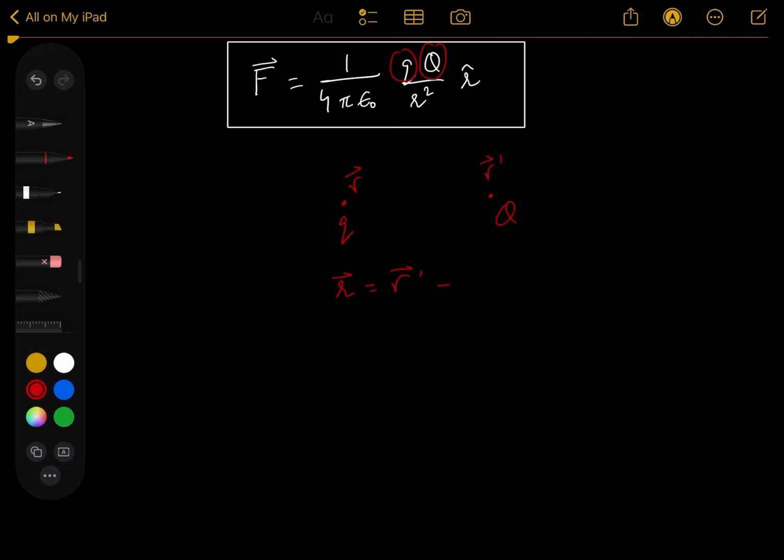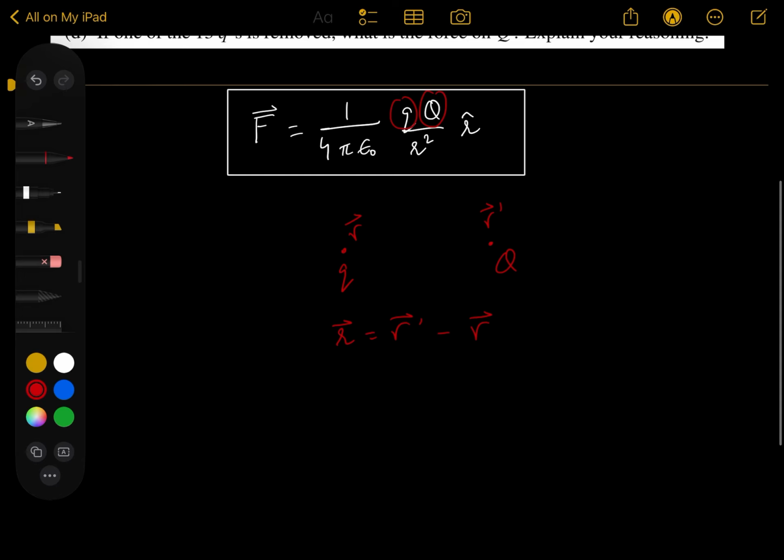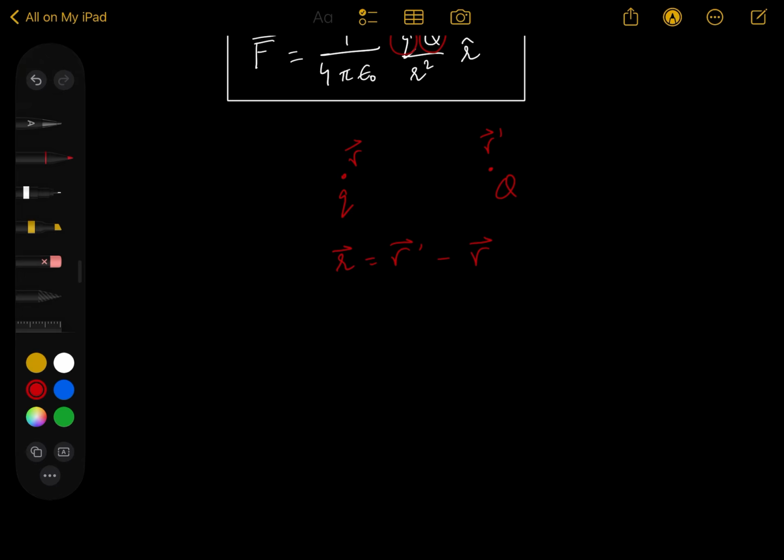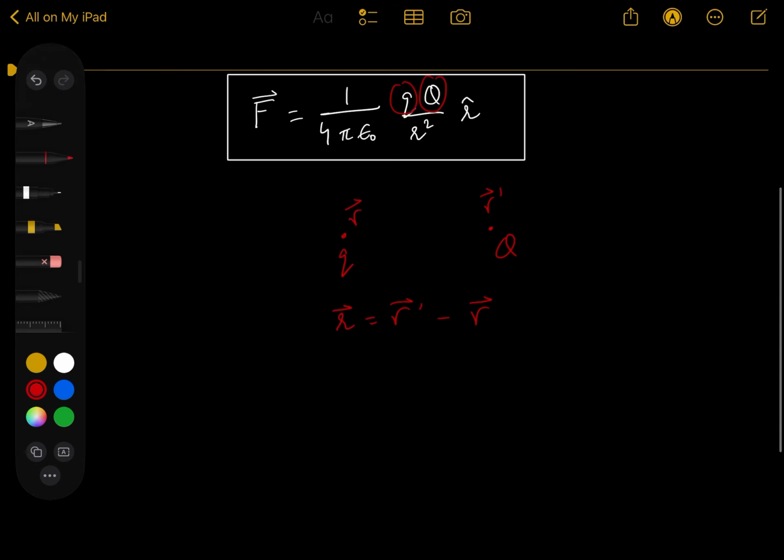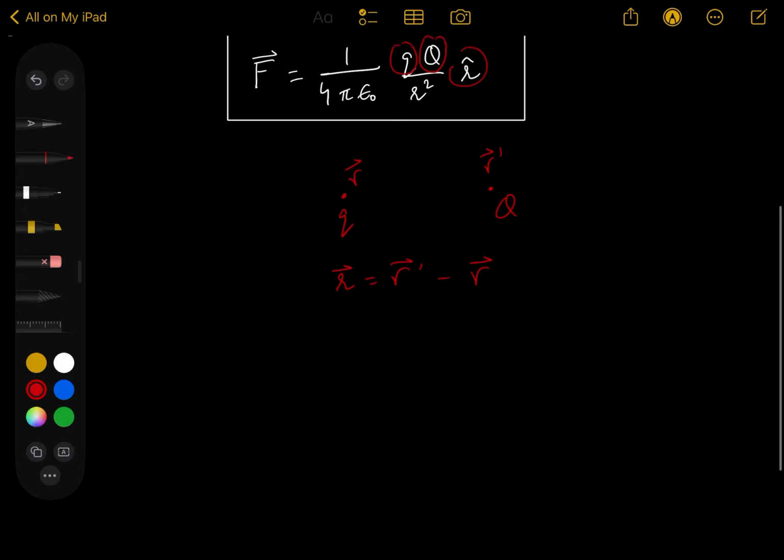So cursive R is equal to R prime minus R. And of course, then we can get expressions for R squared and R hat, where R hat is just the unit vector in the R direction. So with that out of the way, I think we can begin with the problem.